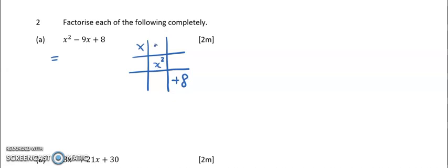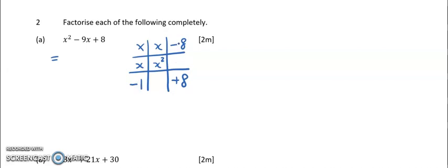Now, given that it's x squared, it must be x times x. Then I'll use my calculator, mode 3 3, and I'll key in the coefficients 1, negative 9, positive 8. My calculator gives me positive 8, so I'll write a negative 8. And my calculator gives me a positive 1, so I'll write a negative 1. Then I will fill in the blanks.